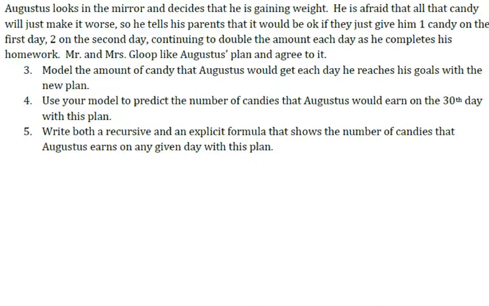Mr. and Mrs. Gloop like Augustus's plan and agree to it. So, model the amount of candy that Augustus would get each day he reaches his goals with the new plan. Use your model to predict the number of candies that Augustus would earn on the 30th day with this plan. Write both a recursive and an explicit formula that shows the number of candies that Augustus earns on any given day with this plan. So let's start it off the same way we did the other one.